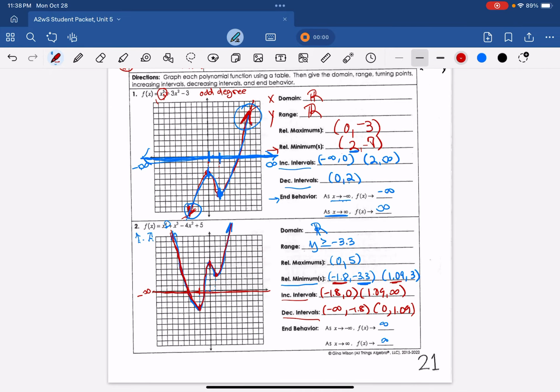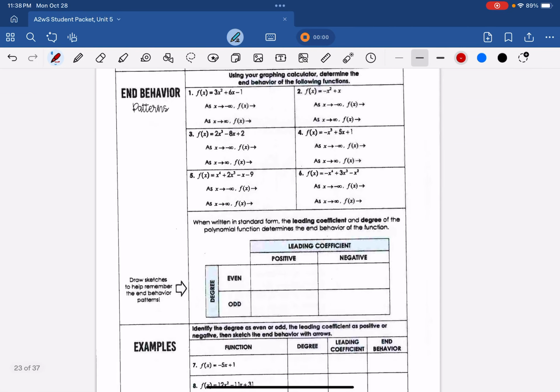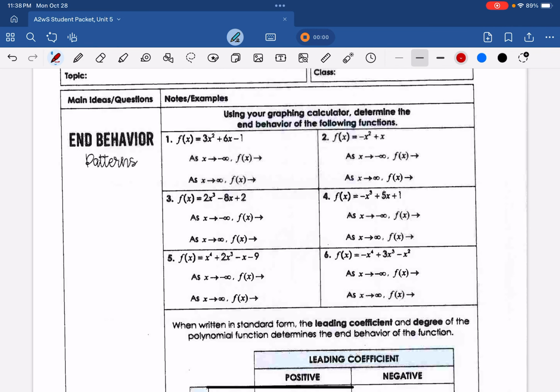Okay, now there's one more thing that I want to talk about, and that is on page 23 of your notes, okay? So remember, we already talked about the lead term and how the lead term affects the ends of our graph. So looking at number 1, what I want you to see about number 1 is the lead coefficient. We're going to call it LC for short. The LC, the lead coefficient, is a positive 3. And we have a degree of 2. Well, 2 is an even number, okay?